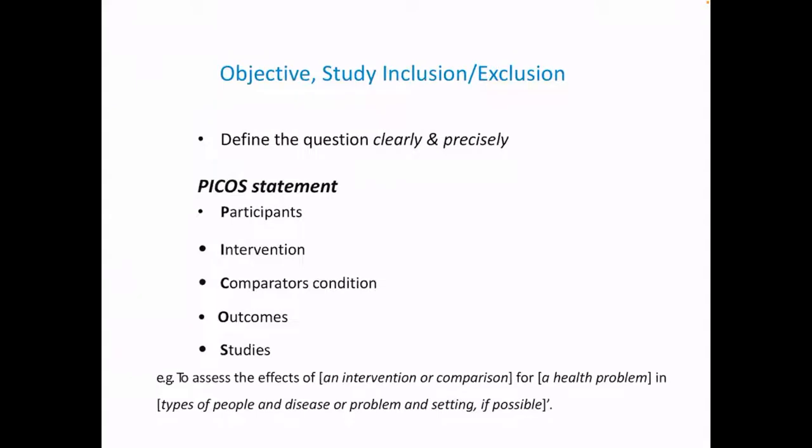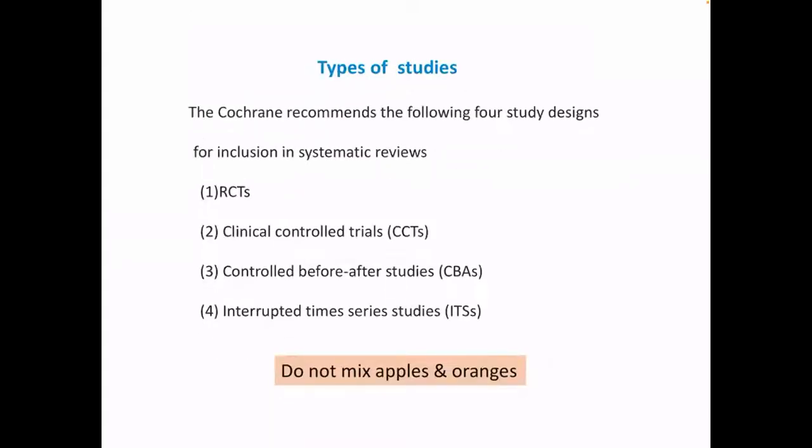Objective, study inclusion and exclusion have to be clearly and precisely defined. And again, I'm sure we are very familiar with the PICO statement: the participants, intervention, comparators, and the outcomes in the studies. Based on this, the objective is set. For example, to assess the effect of an intervention or a comparison for a health problem in a group of people or the disease or the problem in the setting. So it has to be specific, and that is why it has to be contextual, which can be translated.